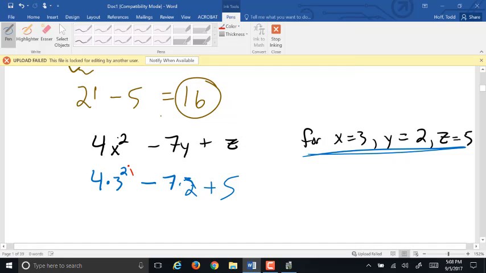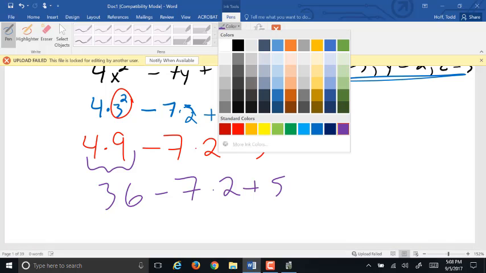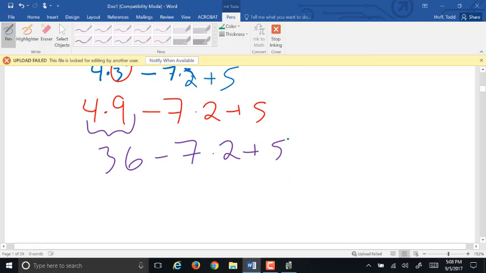So then I have to do the exponent first. 3 squared is 9. So 4 times 9 minus 7 times 2 plus 5. Then we have to do our multiplication and division, left to right. 4 times 9 is 36. We have to do the 7 times 2, which is 14.